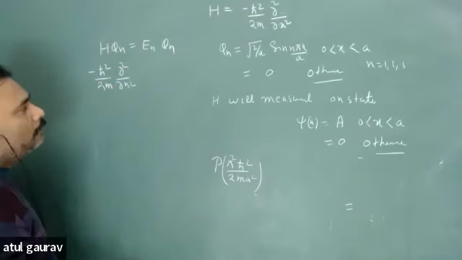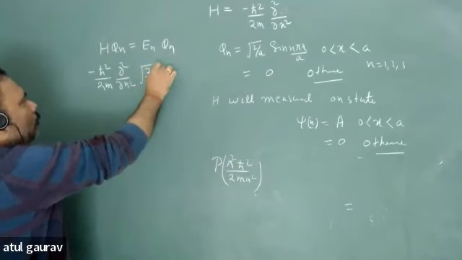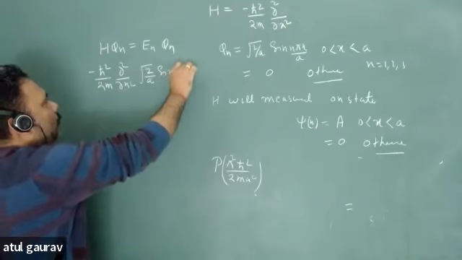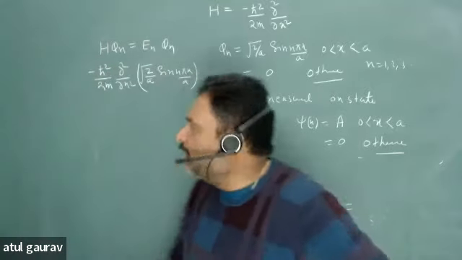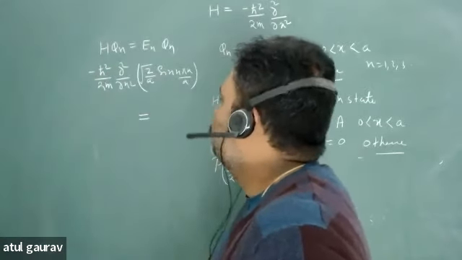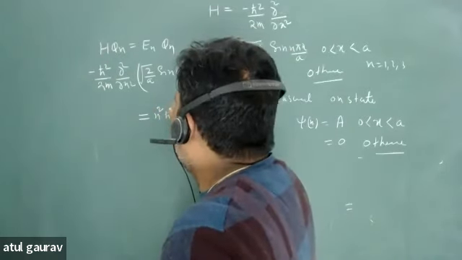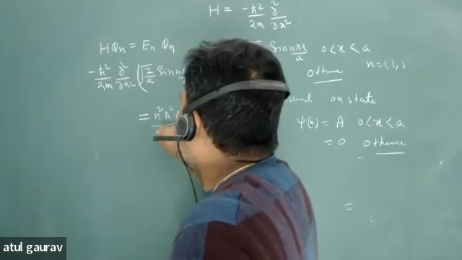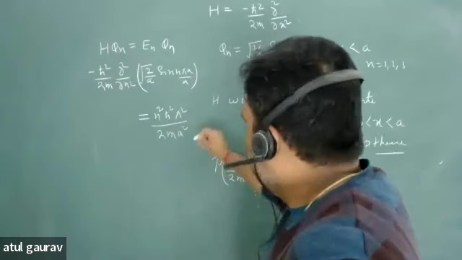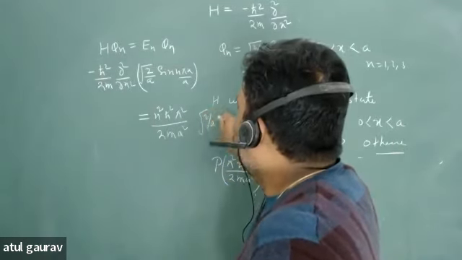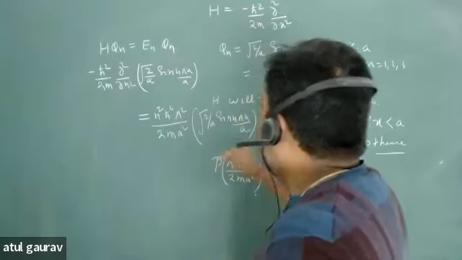What is your phi n? And this is normalized, don't worry. What is phi n? √(2/a) sin(nπx/a). इसको आप दो बार ऑपरेट करोगे, क्या मिलेगा आपको? n²ħ²... वेरी गुड. n²π²ħ² upon 2m a², है ना? एंड साथ में क्या मिलेगा? √(2/a) sin(nπx/a). Yes or no?